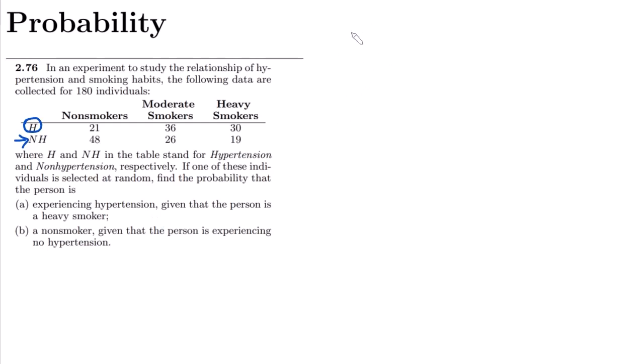Let me solve it here. So this is the solution. All the given data is available here. So, experiencing hypertension, what is the condition? I have to find the probability that the person has been experiencing hypertension, given that the person is a heavy smoker. Heavy smoker. I have to find this.